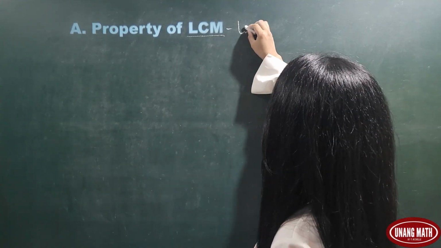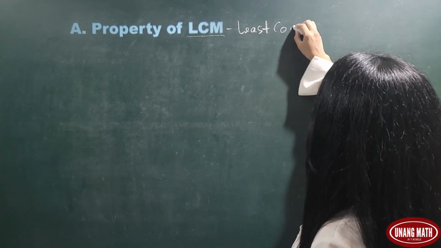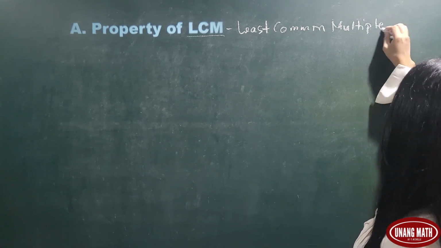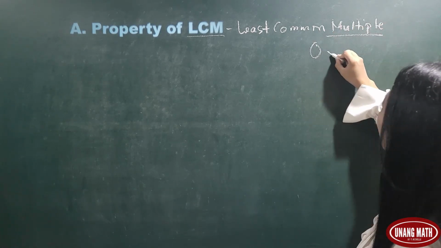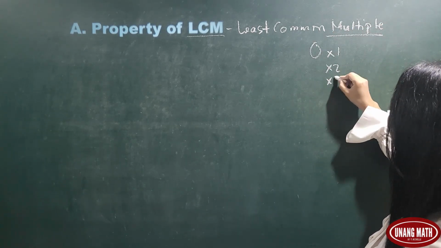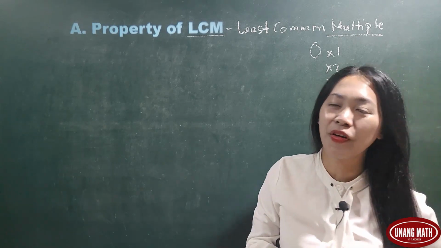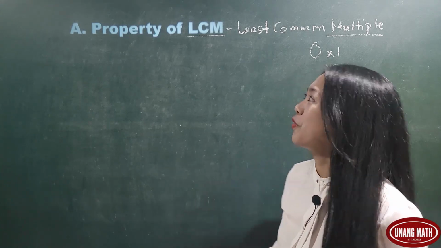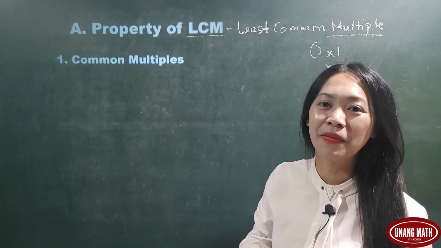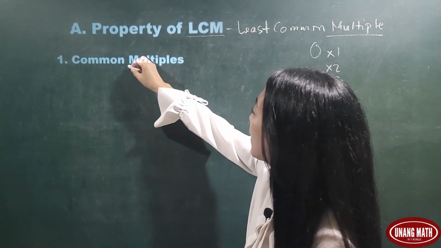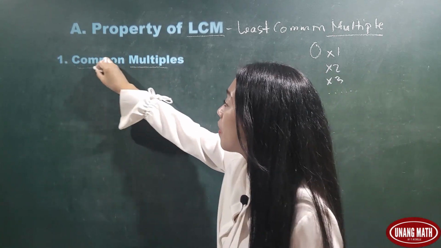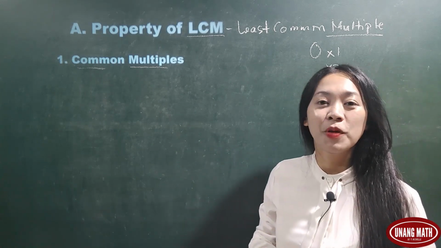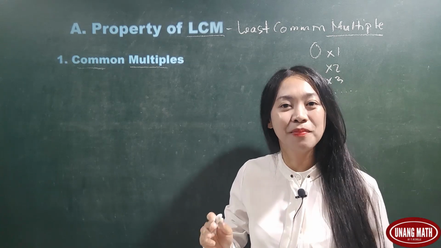LCM stands for least common multiple. When we say multiple, this is a number times 1, times 2, times 3, and so on and so forth. To find the LCM of numbers, first, we have to know the numbers' common multiples. When we say common multiples, these are multiples that are common to numbers. To find the common multiples of numbers, we have to know each number's multiples.